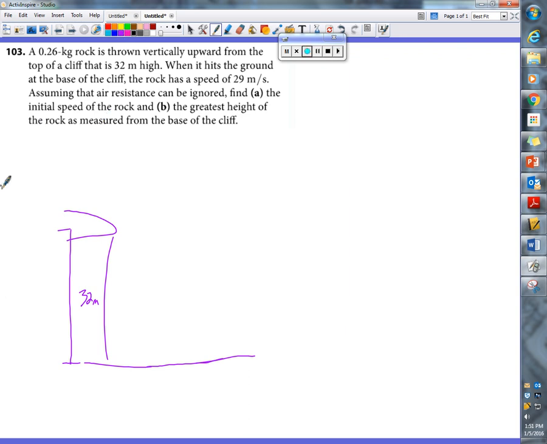Again, this is another very good one to know for a test. So, again, the height of this cliff, just going to redraw this here, is 32 meters. So our rock, from a height of 32 meters, is thrown upward vertically. So it's going upward, coming all the way back down, and hitting the ground with a speed of 29 meters per second. So again, we have changing heights, changing speeds.